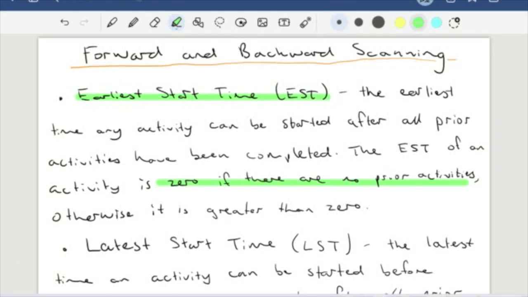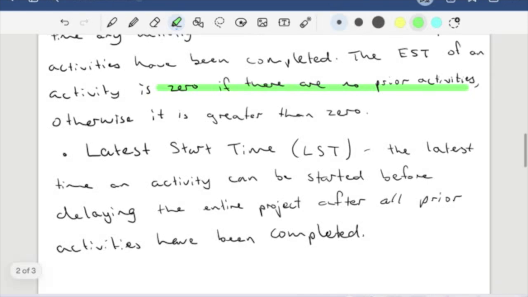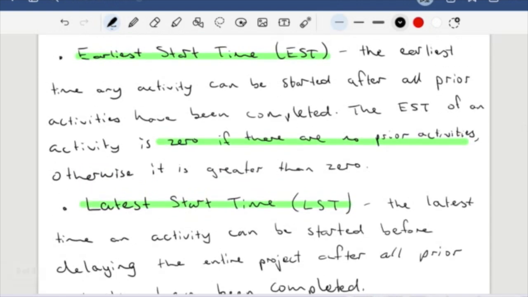Our second part, which backward scanning is going to help us with, is the latest start time. So the latest time that an activity can be started before delaying the entire project after all prior activities have been completed. It's just a simple way for us to visualize this, because when you look at this in a textbook, it goes straight into these network diagrams and there are all these new things that come up, so it can look quite overwhelming. So let's take a simple example for each of these two concepts.